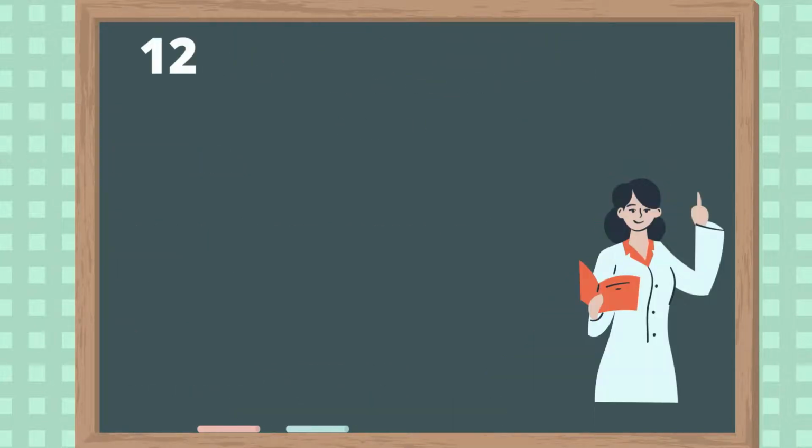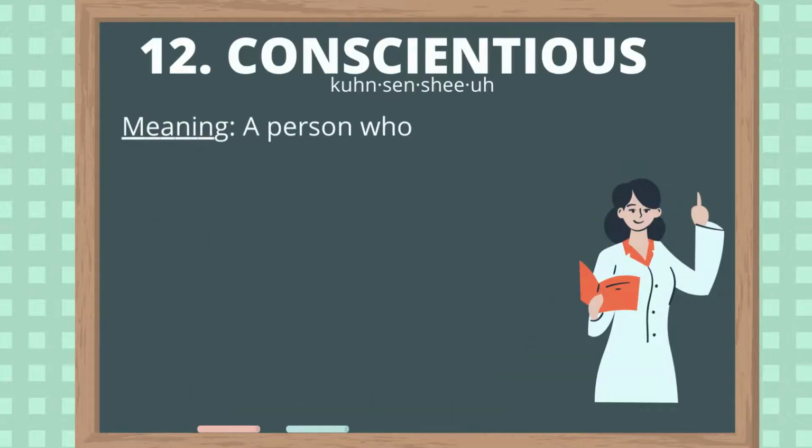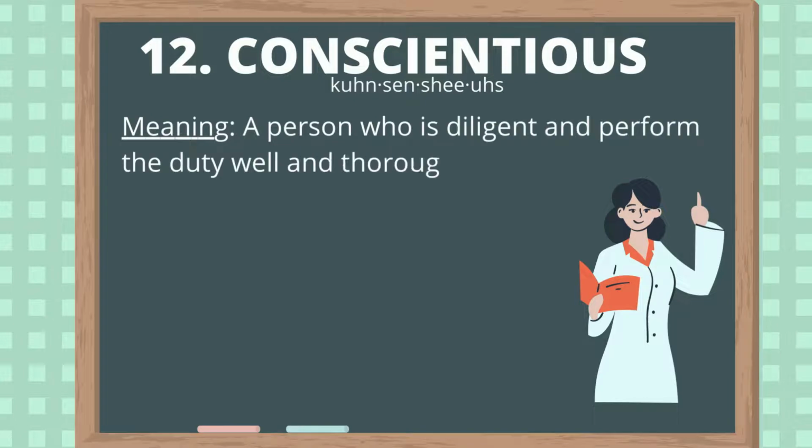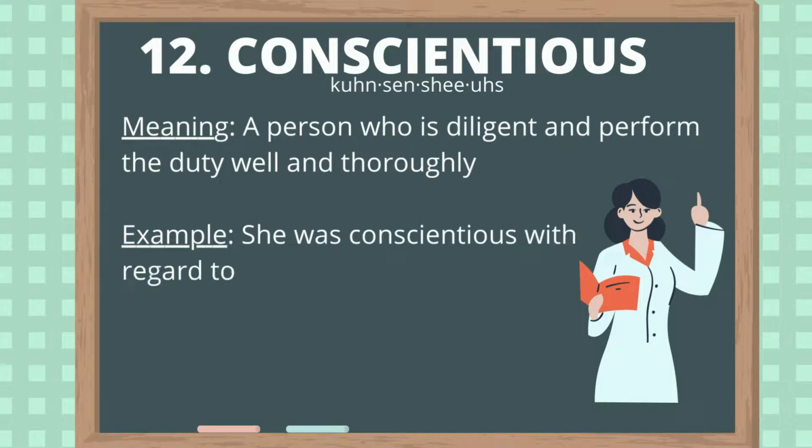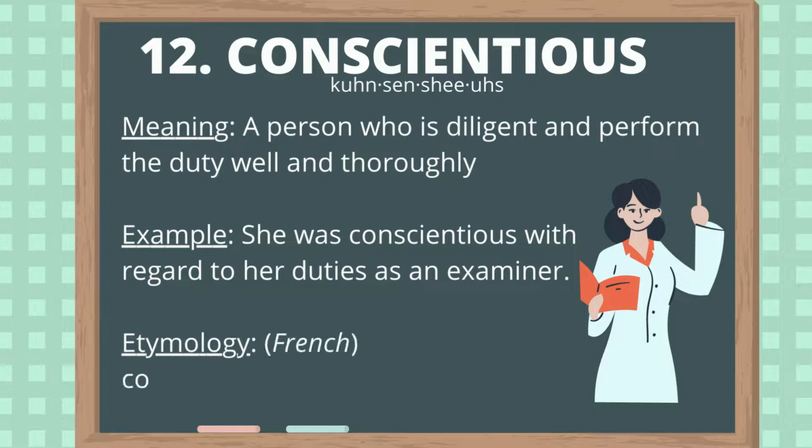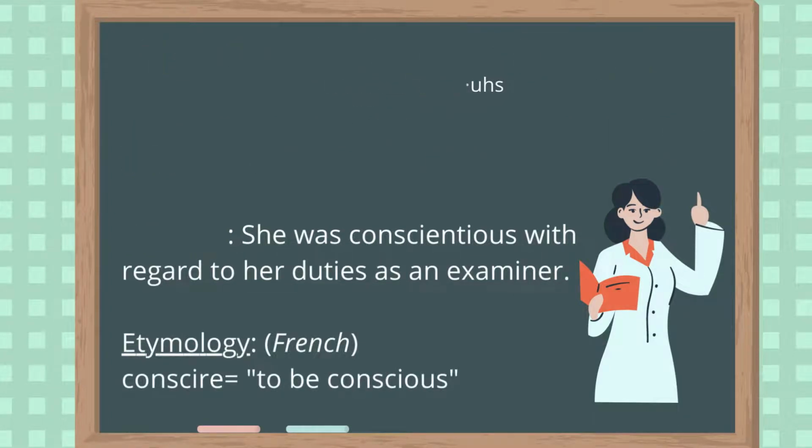Number 12. Conscientious. A conscientious person is someone who is diligent and performs the duty well and thoroughly. For example, she was conscientious with regard to her duties as an examiner. Conscientious has been derived from a French word conscience, which means to be conscious.